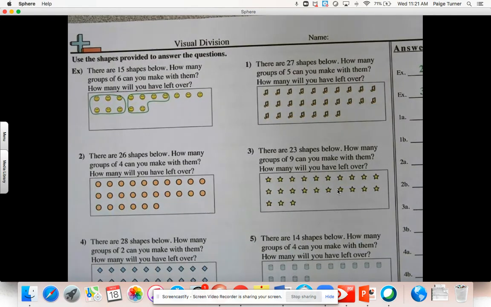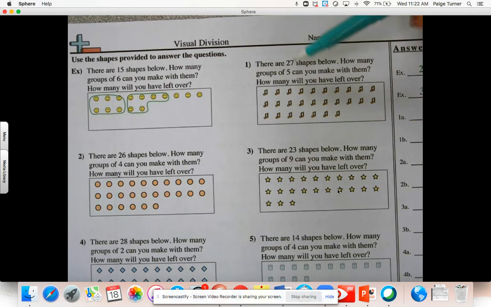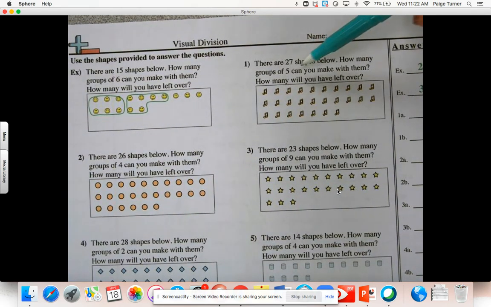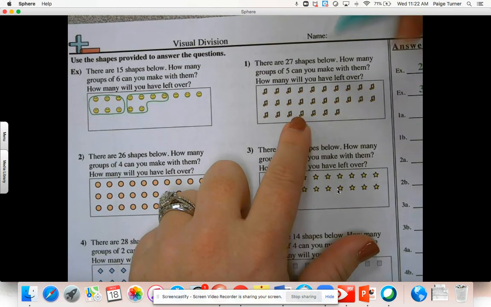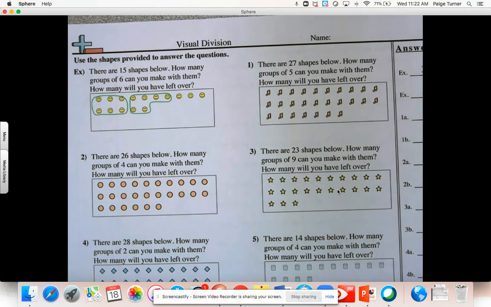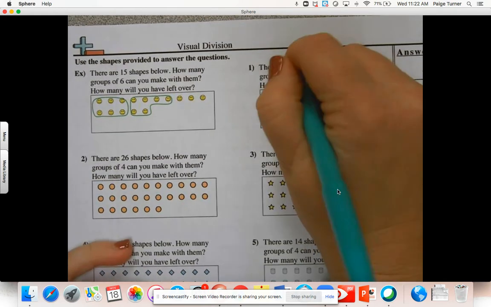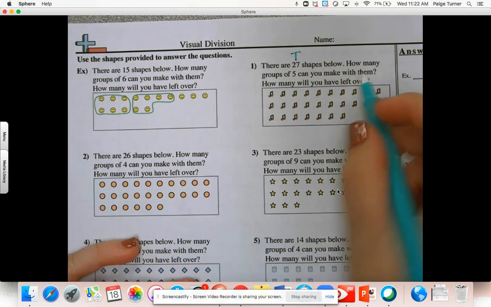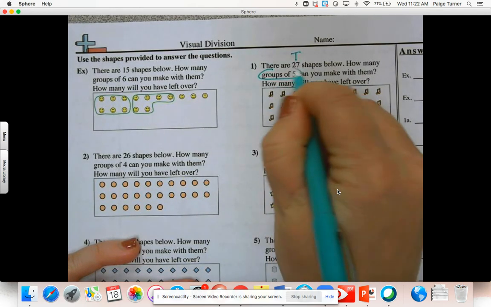Okay, so let's start with number 1 right here. And I'm going to do this whole thing with you, and you need your pencil because you're going to be doing it with me, okay? So number 1 here says, there are 27 shapes below. So we've got our 27 music symbols here. How many groups of 5 can you make with them? How many will you have left over? So 27 is our total. That's how many objects we have right here. That's how many shapes we have. So that is our total. So we're going to label this T for total. 27 is our total. We want to put them into groups of 5.